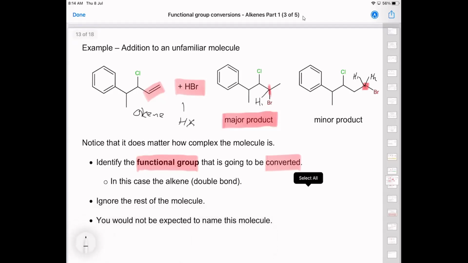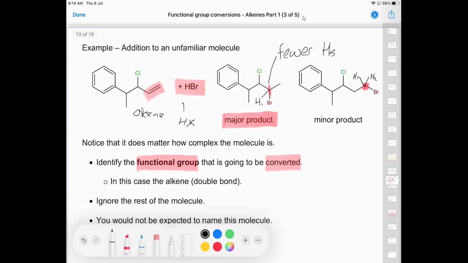The major product is the one that has fewer H's. So it's bonded to the carbon with a fewer number of H's in that case. So you can ignore the rest of the molecule. You don't have to focus on anything else. Don't worry about the fact that there's a benzene ring and a chlorine there. You just focus on the double bond, and you focus on what you're adding to the double bond. So ignore the rest of the molecule, and you wouldn't be expected to name this molecule.